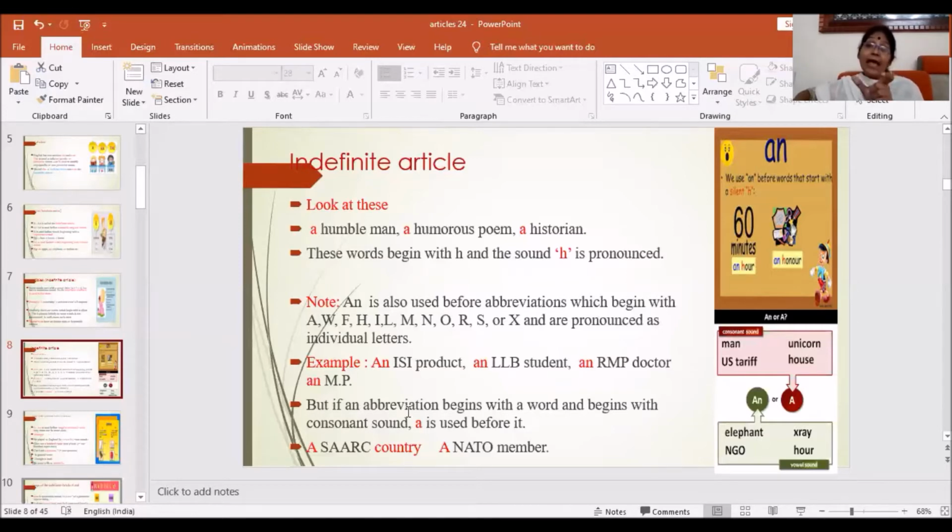But if the abbreviation is a word, like say SARC, then it is giving a consonant sound. So we will write a SARC country, a NATO member, right? So remember that if your abbreviations are beginning with letters, then if the letters are giving us the vowel sound, we will write an, and if the abbreviation is a word and it is giving a consonant sound, we will write a, right? Is it clear? These are some exceptions that we should keep in mind.